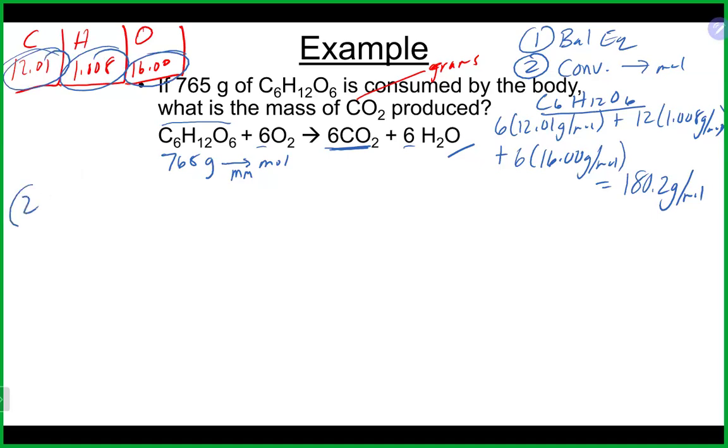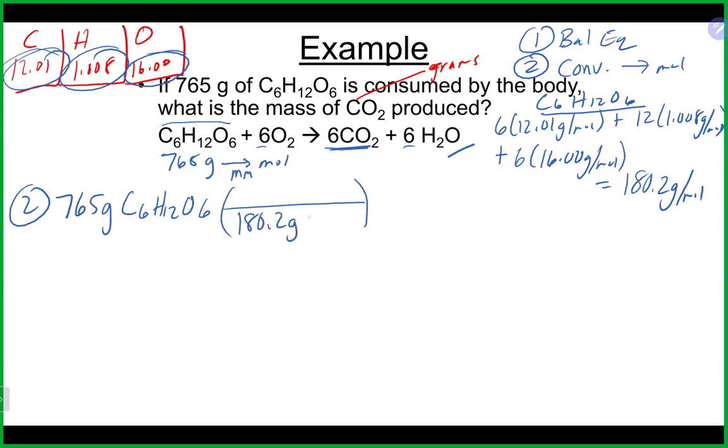So step number 2, we'll take the 765 grams that they gave us of C6H12O6. We're going to use the molar mass as a conversion factor. So remember, opposites cancel. That means that we do need the grams on the bottom, that's 180.2, and up on top would be a mole of C6H12O6. Those grams are going to cancel.